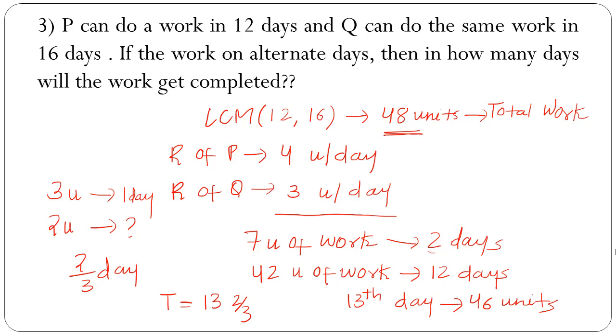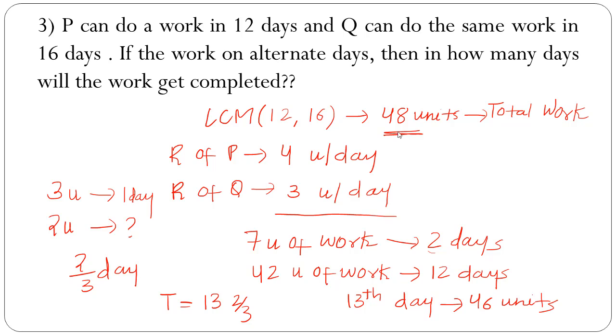See, in this question we started off in the similar manner as we did in the previous sum. We found the LCM of 12 and 16, which came out to be 48 units. Then we found the rate of P and the rate of Q. But see, in the question there was a minor variation which said the work is done by them on alternate days. That is, P works on first day, Q on second, P on third, Q on fourth, and so on. So which means they'll complete 7 units of work in 2 days. P finishes 4 units on the first day and Q completes 3 units on the second day. So together they'll complete 7 units of work in 2 days time.